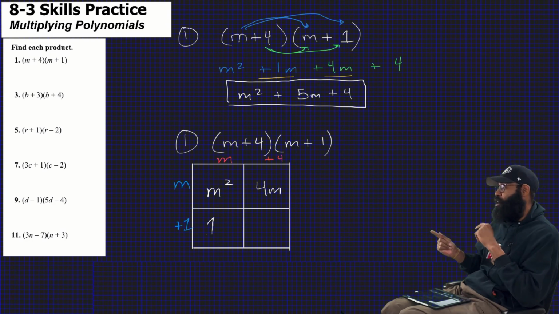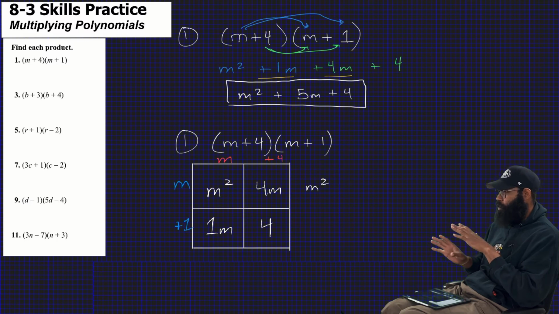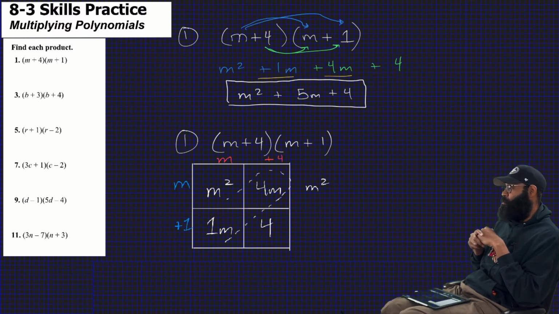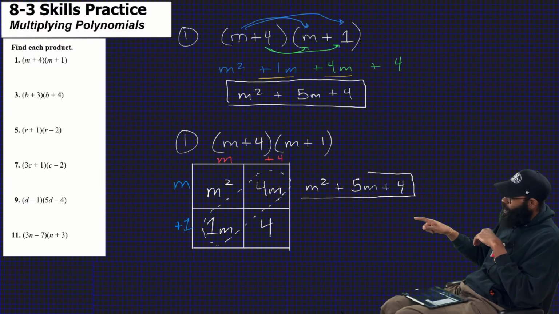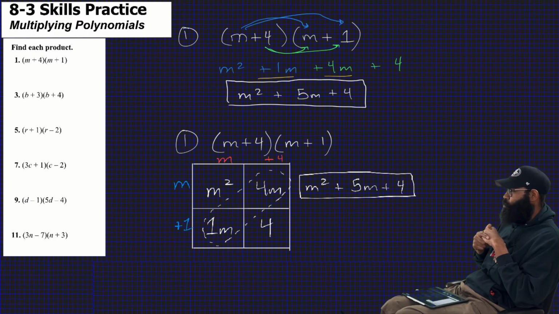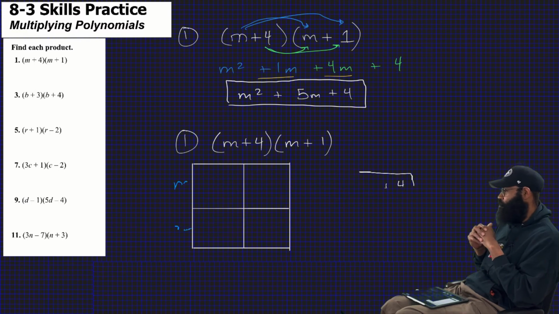Back to it, y'all. Oh, lost all my tracks here. So first box, m times m is m squared. m times 4 is 4m. And of course, 1 times m is 1m. And 1 times 4 is 4. So I'm showing real quickly there the diagonal is where we collect the like terms. So the same answer, but just really seeing the difference between me using the FOIL technique and me using the box. We're gonna get the same answer every time.